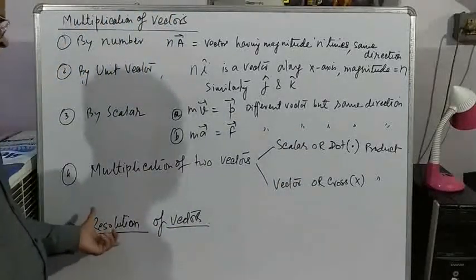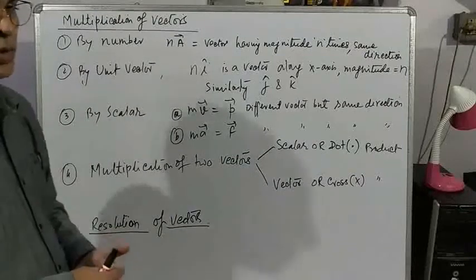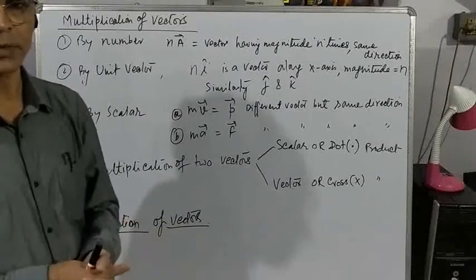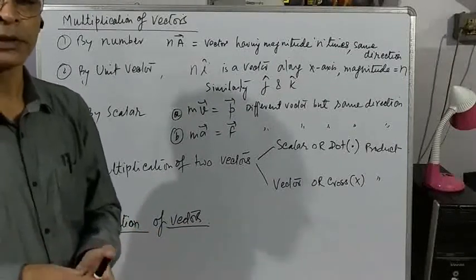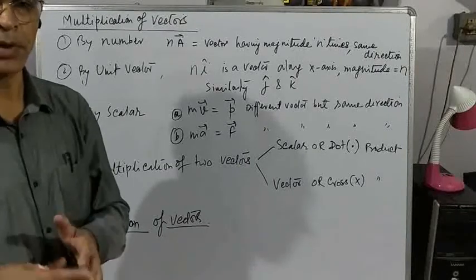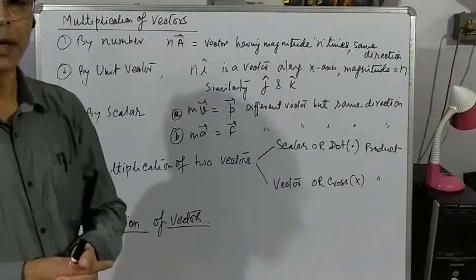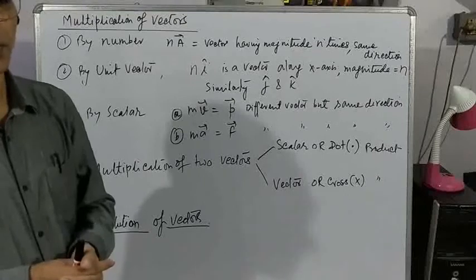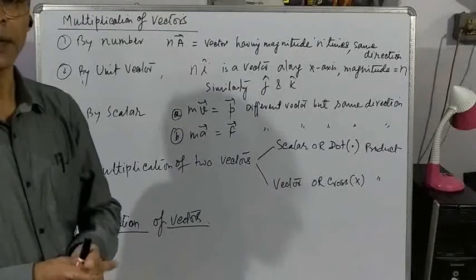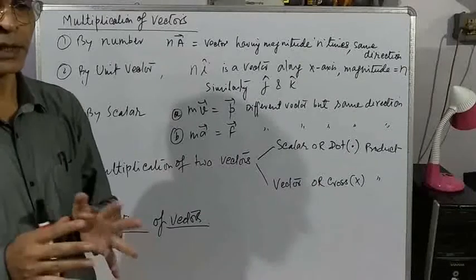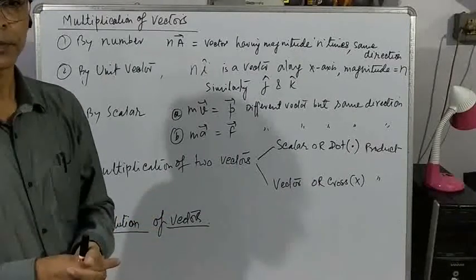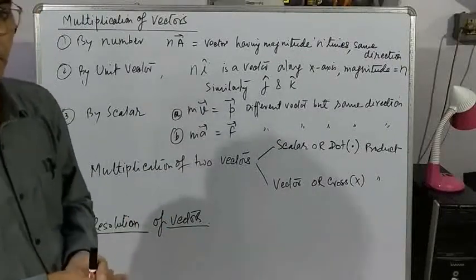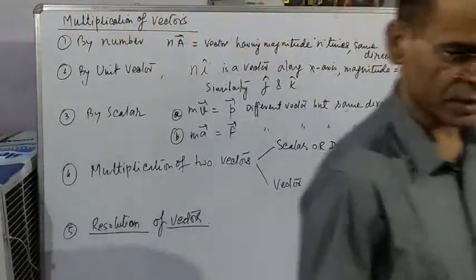Now, resolution of vectors. You know that two or more than two vectors can be added to get a resultant. Means two vectors can be added to get a new vector. You think about the converse, the opposite process. A vector can be divided into two or more than two vectors. This is called resolution of vectors. But the division should be such that the resultant of all the parts should be the same as the original vector. I am going to explain resolution of vectors now.